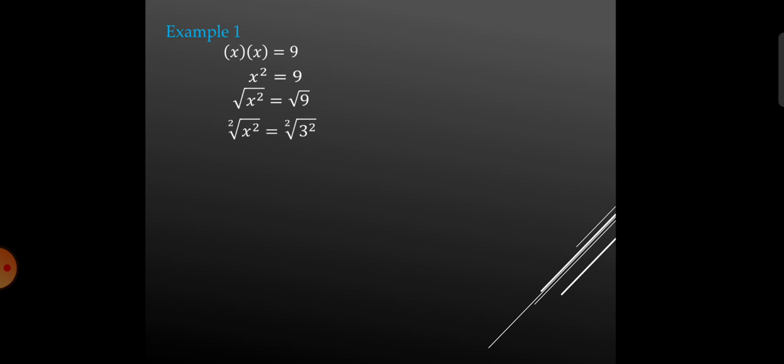Or simply, nani pagkasuwat. Ang index nga 2 nasa gawas, square root nga symbol, then x squared is equal to square root of 3 squared. Kaya ang 9 can be expressed as 3 squared. Para makita nato kung giun sa pag-cancel ang index nga 2 nga naa sa gawas sa radical symbol o ang exponent nga 2 sa base x o base 3.